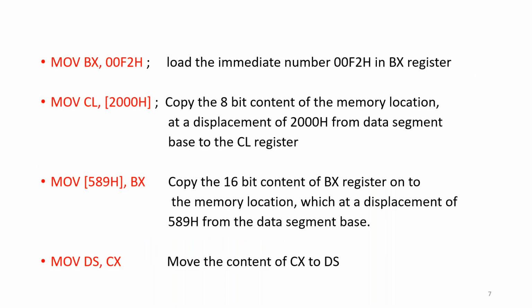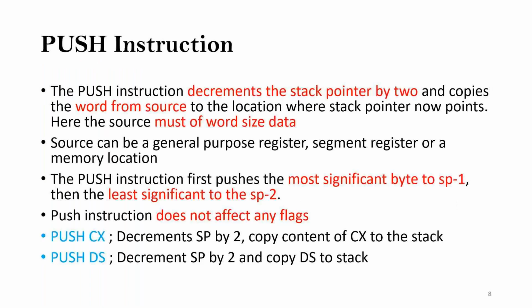And these are a few examples. Move bx comma 00f2, move cl comma 2000 inside the bracket. Whatever number is given inside the bracket should be considered as an address. Next, move inside bracket 589h comma bx: the content will be moved to 589h. Next, move ds comma cs: the data present in the cs will move towards ds. Likewise, examples are given.